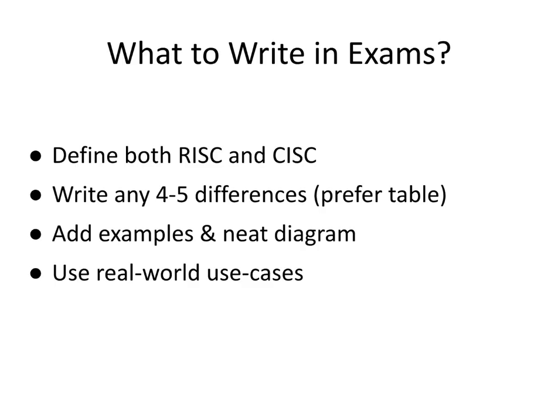That's all. So if this question is asked in an examination, what to write? First, always define both, that is, what RISC is and what CISC is. Then write any 4-5 differences. I prefer that you write it in a table, it would be easier. Then add real-world examples. And if asked, you can add a neat diagram as well. Then also use real-world use cases, so that helps you to gain more marks.